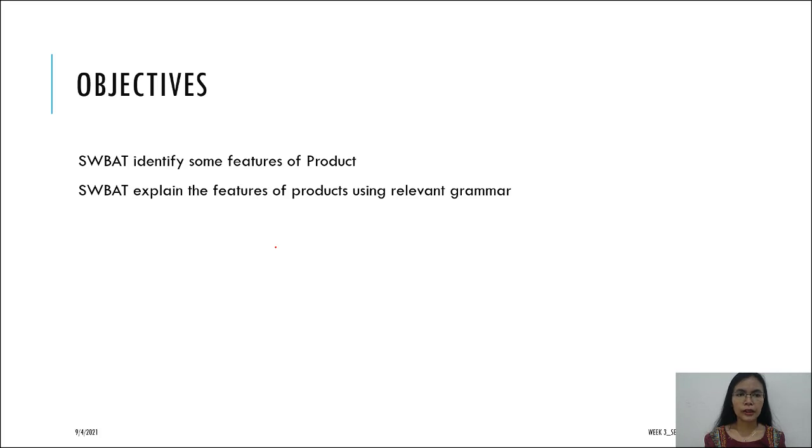Now we'll look at the objectives for this week's material. So we are going to look at some products of home industry. So we're going to identify some features, and then we're going to look at the explanation of these features using the relevant grammar. So as I've mentioned earlier, there will be 3 grammar topics that we will discuss. The first one is using made of or made from, and then the second one will be about the function using used to or used for, and then the last one is about comparing it to the other product, okay, using comparative degree. So let's check these one by one.